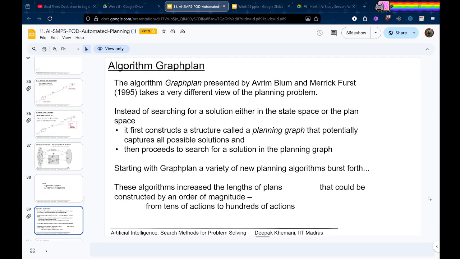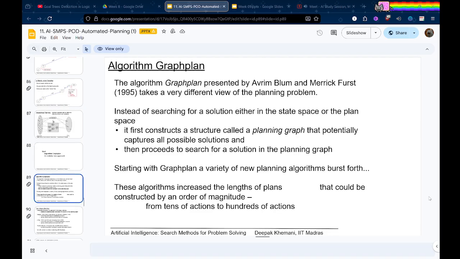I did not enjoy planning as much as I enjoyed configuration, I'll say. Configuration was really nice, but these planning problems are not as, what can I say, entertaining.